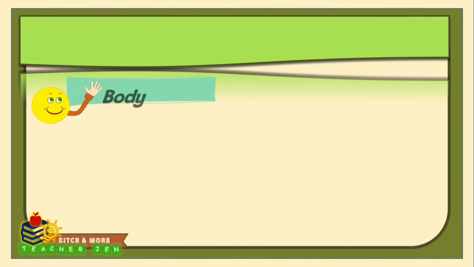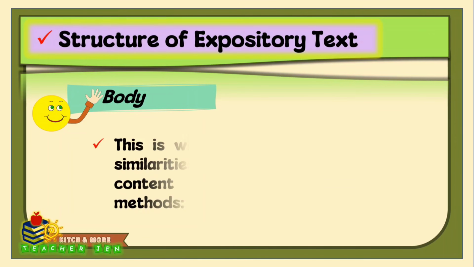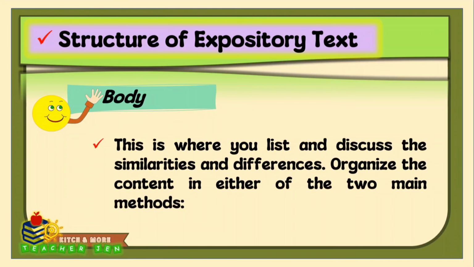Now that we've explored an example of an effective introduction, let's move on to the body, the part of the essay where the details come to life. The body is where you list and discuss the similarities and differences between the subjects. This is the heart of the comparison and contrast essay, where you analyze the aspects that make each subject unique while also identifying common elements.